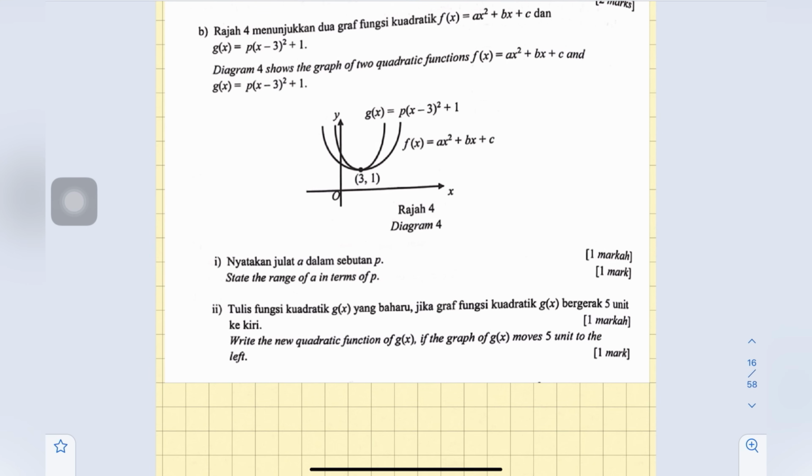5b, diagram 4 shows the graph of two quadratic functions, f(x) = ax squared + bx + c and g(x) = p(x minus 3) squared plus 1. Part i, state the range of a in terms of p. What is a and what is p? A and p determine the shape of the quadratic function. Both functions have a parabola shape with a minimum point, meaning a smile curve. So a and p are both more than 0.